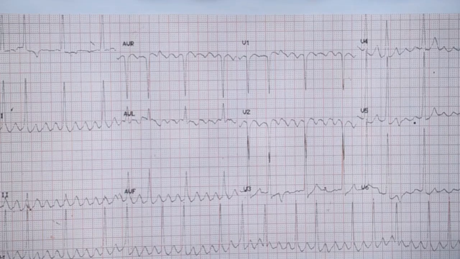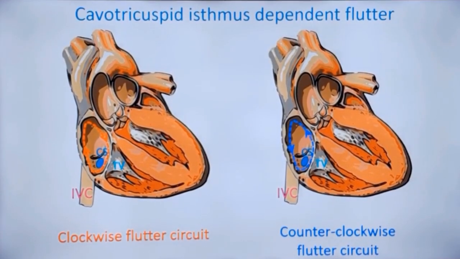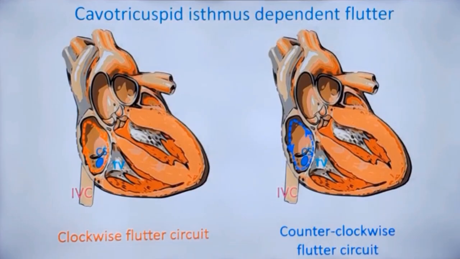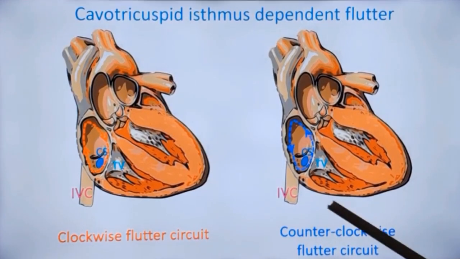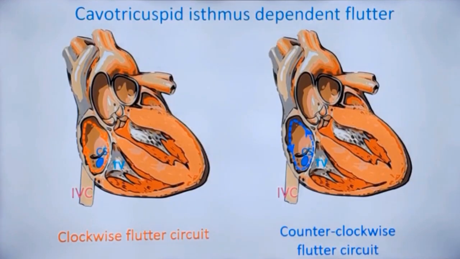Unlike in atrial fibrillation, where there are multiple reentrant circuits and you need higher energies, at least 100 joules will be required for cardioverting atrial fibrillation. Atrial fibrillation is more resistant to cardioversion than atrial flutter. I already mentioned that atrial flutter is a macro-reentrant arrhythmia. These are the types of common atrial flutter circuits.